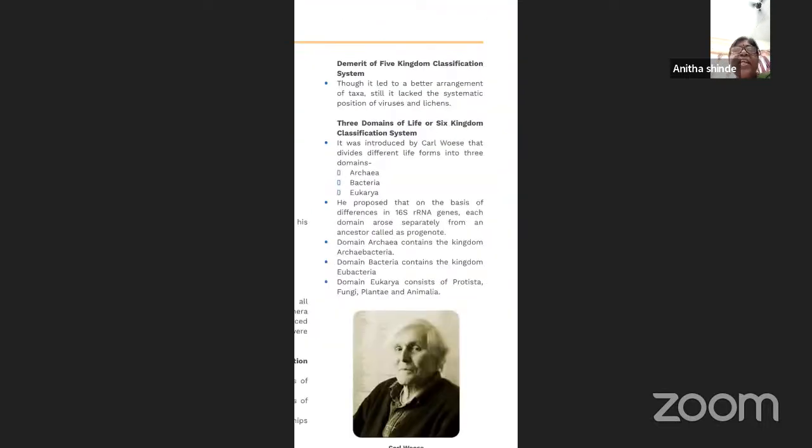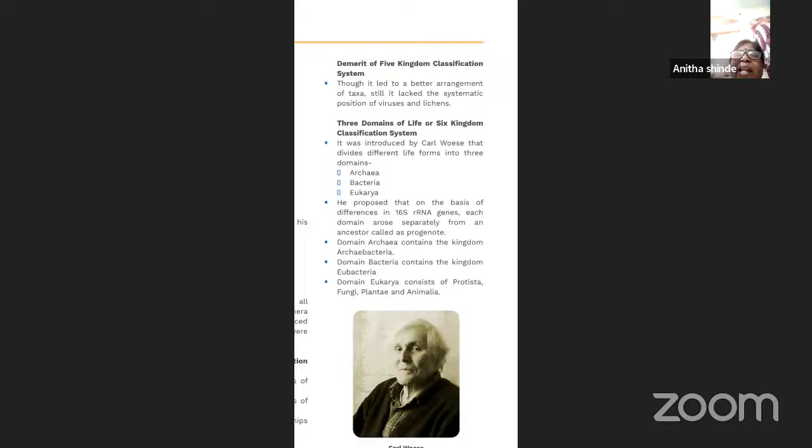Okay. Now, there is still one drawback. So what is the drawback? We'll see. Though it gave a better arrangement of the taxa, it did not give any position to the viruses as well as the lichens. You all know that along with the bacteria and fungi, viruses are also there. Even lichens are also there. So there was no mention of the viruses and no mention of the lichens. So only in that particular case, there was a drawback.